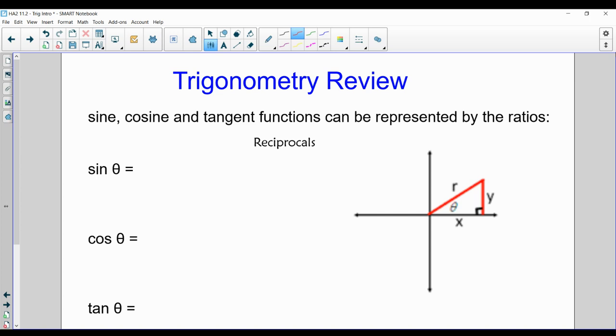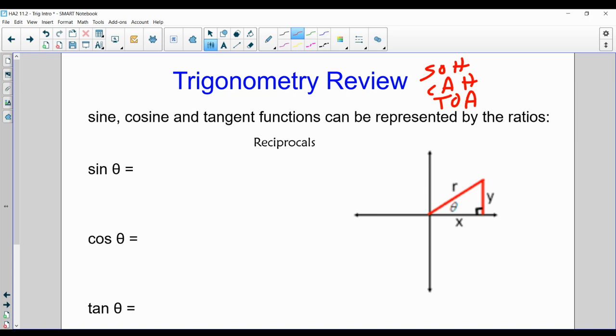Okay, so back whenever you first heard of sine, cosine, and tangent, you probably did something called SOHCAHTOA, where sine was opposite over hypotenuse, cosine was adjacent over hypotenuse, and tangent was opposite over adjacent. Those are perfectly fine to keep in the back of your brain. But we're going to look at this from a slightly different point of view. We're going to look at it from x's, y's, and r's.